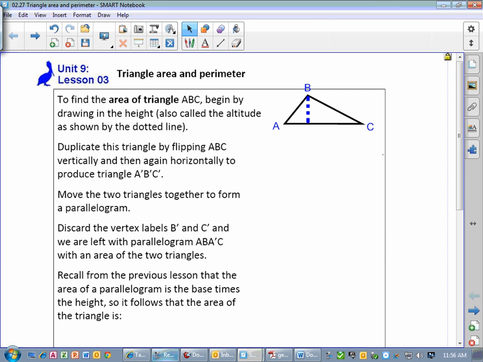Okay, so imagine we take triangle ABC and we flip it over. We make a copy and then flip it over. It looks something like that.